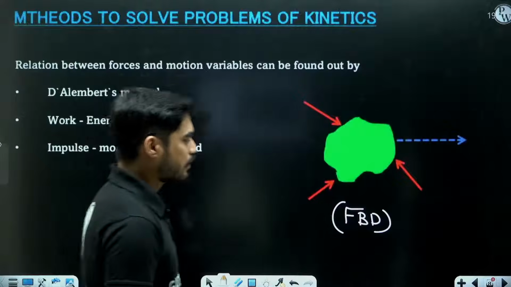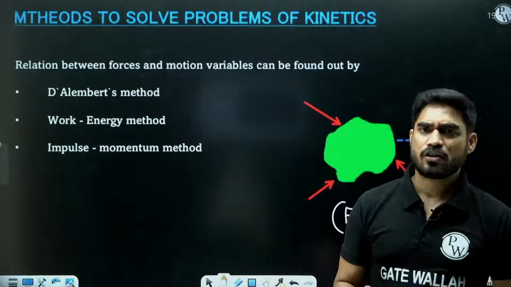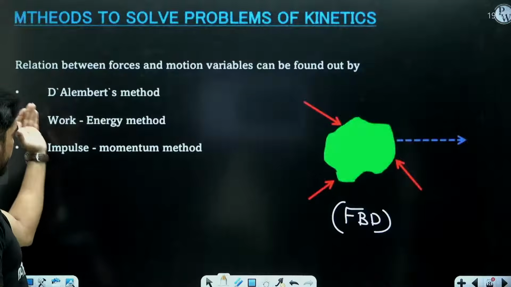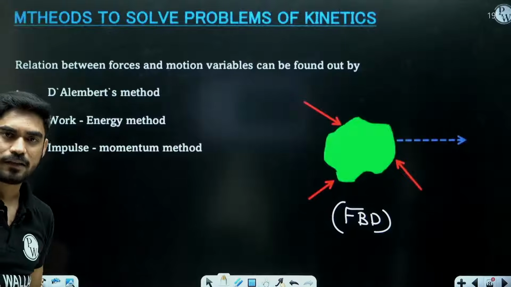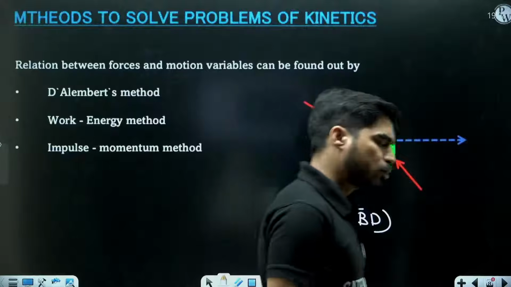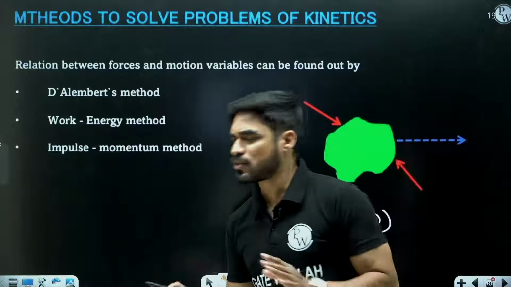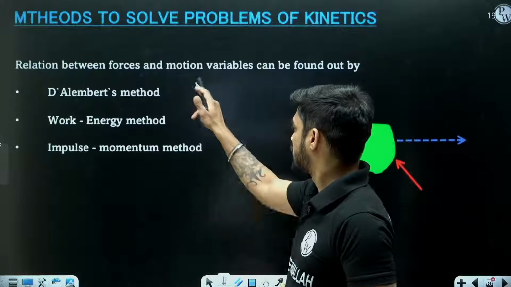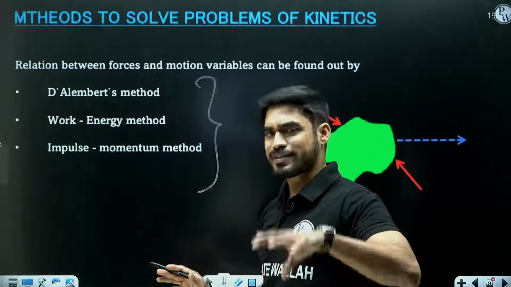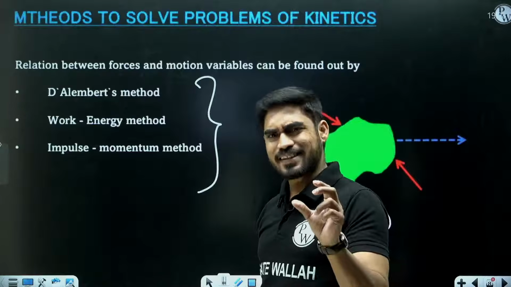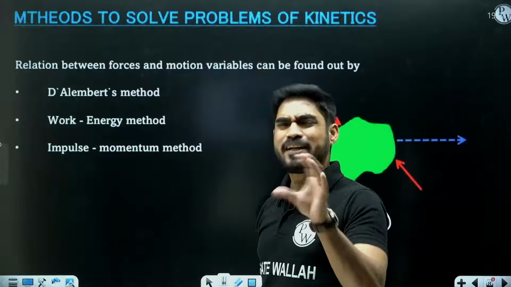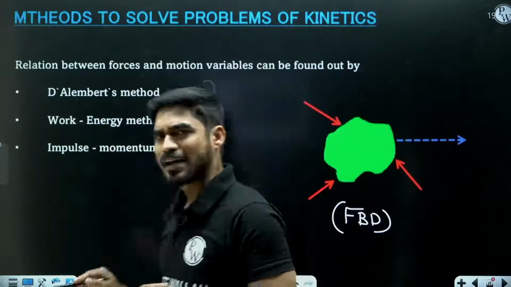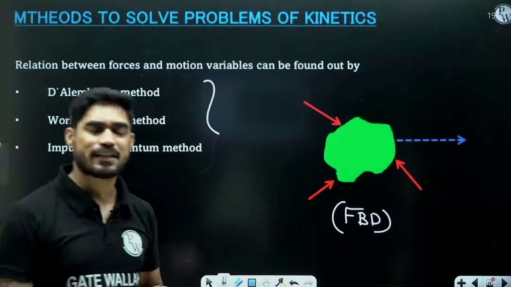Now, here we have three different methods to establish relation between force and motion variables: D'Alembert's method, work energy method, impulse momentum method. You can solve any problem of kinetics using any one of these three methods. These three methods will give you almost the same thing, just the point of view is different. The equations that you get from these three methods are almost the same, only a few changes are there.